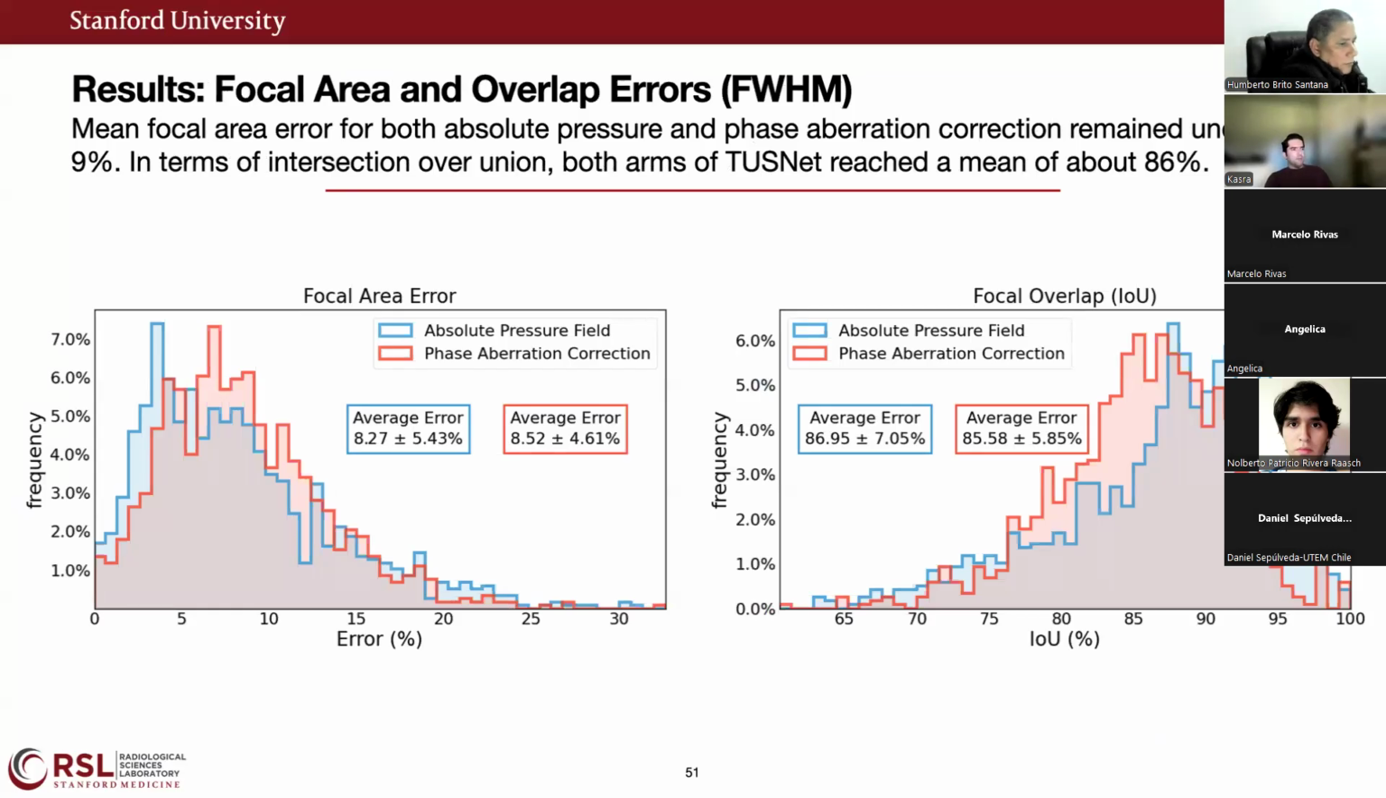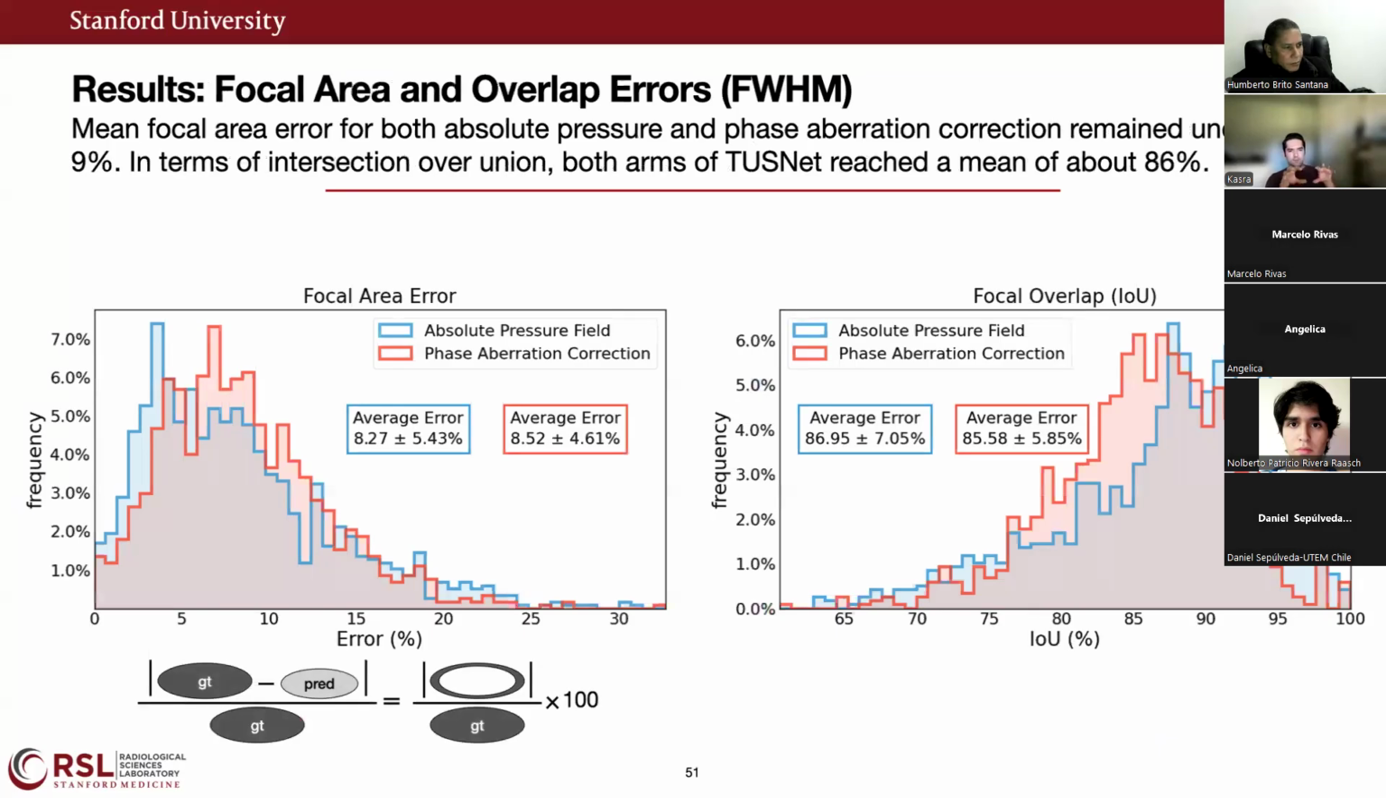Okay, now let's look at the evaluations. One evaluation metric that is important in our field is to look at the focal area overlap. So one simple metric is just to look at the full width at half maximum of the ellipses and do a simple subtraction over the ground truth value. And that's how we get these values. And you can see in terms of focal area overlap, we are at about 8% mean in both absolute pressure field and phase aberration correction. The other very common metric is intersection over union, which says, again, take the ellipsoid of your ground truth and the prediction, compute the intersection, divide over the union. And you want this value to be as close to 1 or 100% as possible.